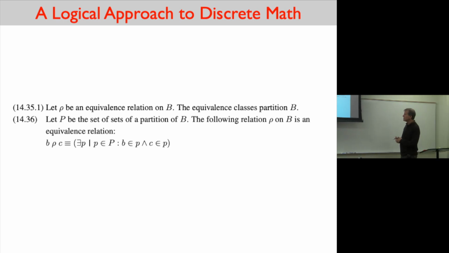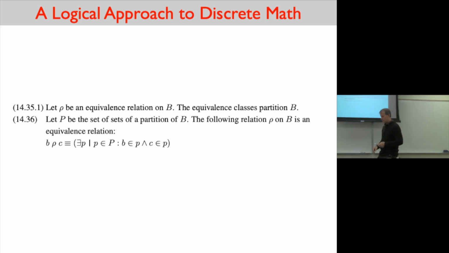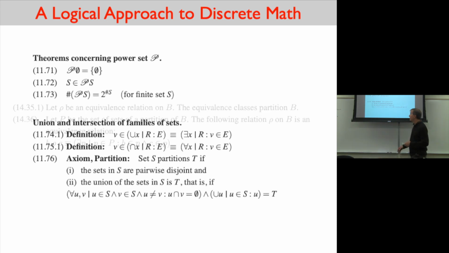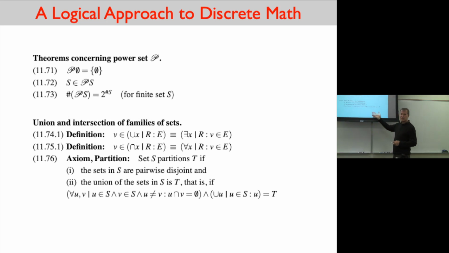14.35.1 says, let rho be an equivalence relation on B. The equivalence classes partition B. Actually, we should probably review. Let's bring this up. A set S partitions T if the sets in S are pairwise disjoint, and the union of the sets in S is T. That is 11.76. This is an axiom, so it's just a definition of what a partition means. So set S partitions T if the sets are pairwise disjoint and if the union of the sets in S is T.